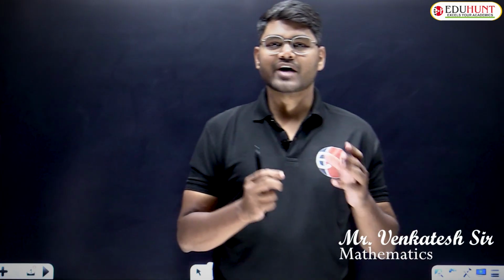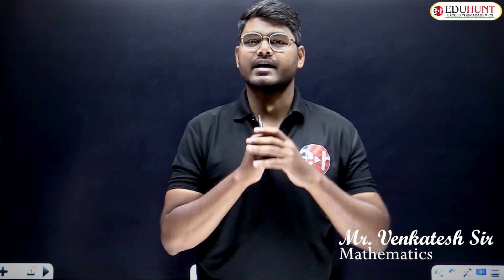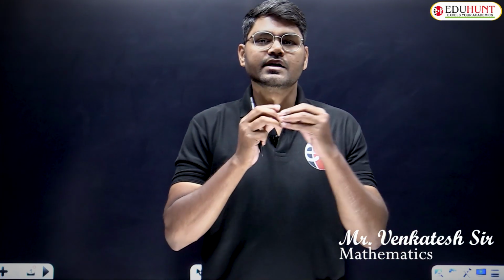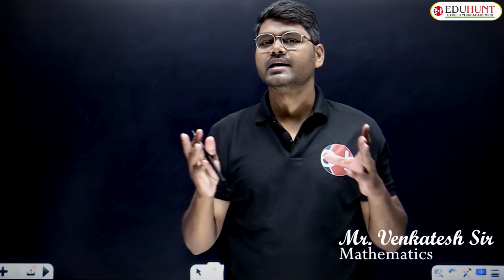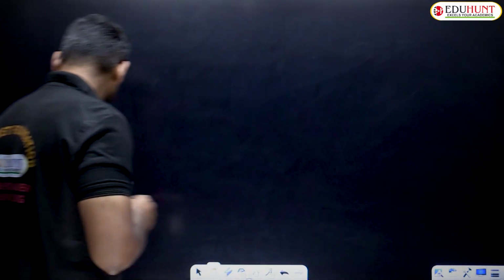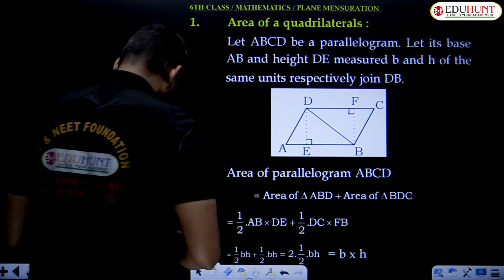In the previous session, we have discussed the concept of area of triangle. We have found different areas of different triangles. In this session, we are going to see areas of some quadrilaterals. Okay, let's see area of a quadrilateral.